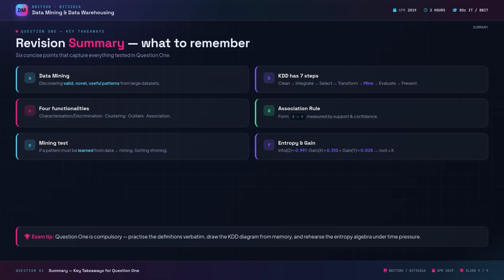One last exam tip before you go. Question 1 is compulsory, so it pays off to practice these definitions until they're automatic, be able to sketch the KDD diagram from memory, and rehearse the entropy and information gain algebra so you can do it quickly under time pressure. Good luck with your revision.